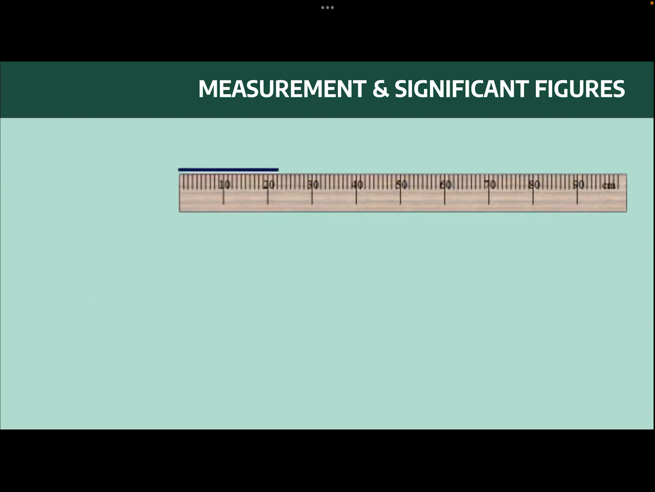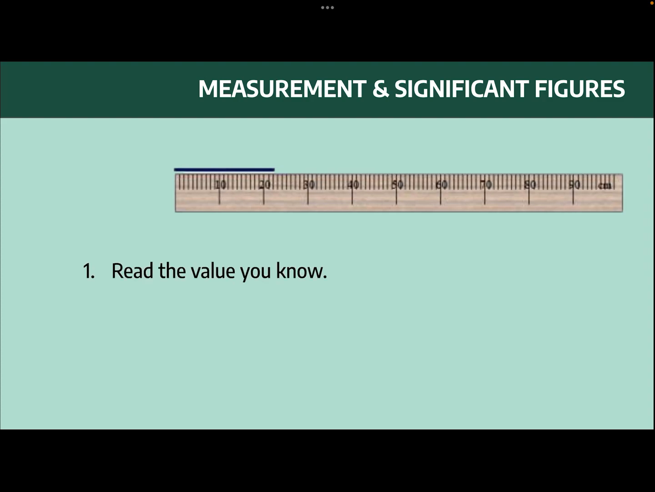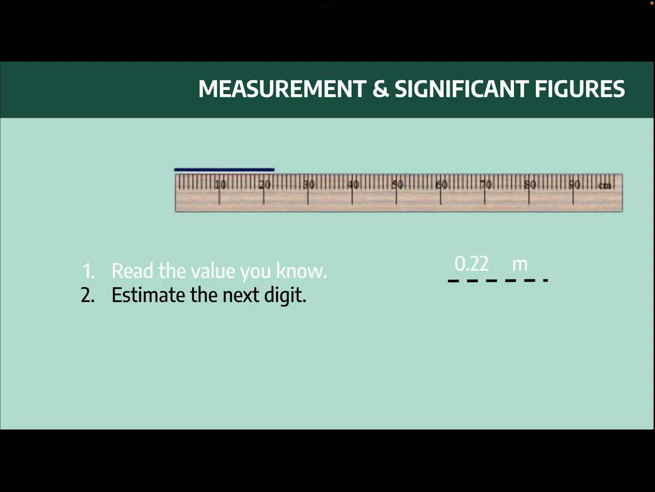Now, the third meter stick is the same sort of meter stick, just with more precise indications on it. So I can read the value that I know. I know it's 0.22. And then I'm going to estimate the next one, right? I know it's more than 0.22. I know it's less than 0.23. It's somewhere in between. So when I estimate the next digit, 0.225. And as I'm going through that, I'm getting more and more precise. My measurements are getting more and more reliable in terms of being able to use them to know what the actual length of that line is.